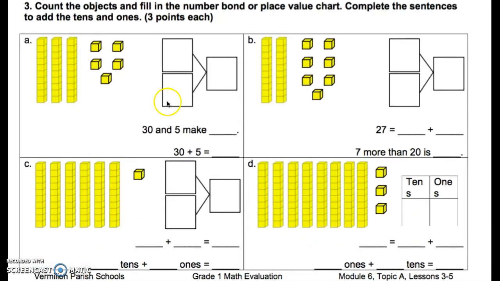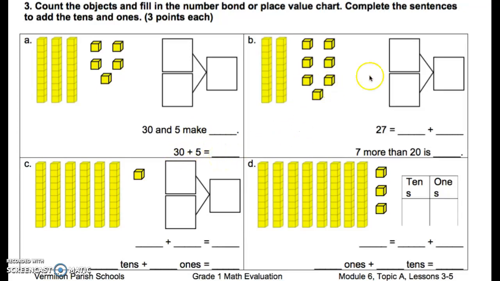Number 3, A, B, C, and D. You're going to count the objects and fill in the number bond or place value chart. Complete the sentences to add the tens and ones. So each letter has a picture of quick tens and ones, and you need to fill in if there's a number bond. Remember, one part should be how many tens, the other part should be how many ones. And remember, this is the whole, so how many does it equal in all? Then 30 and 5 make blank. So 30 plus 5 equals blank.